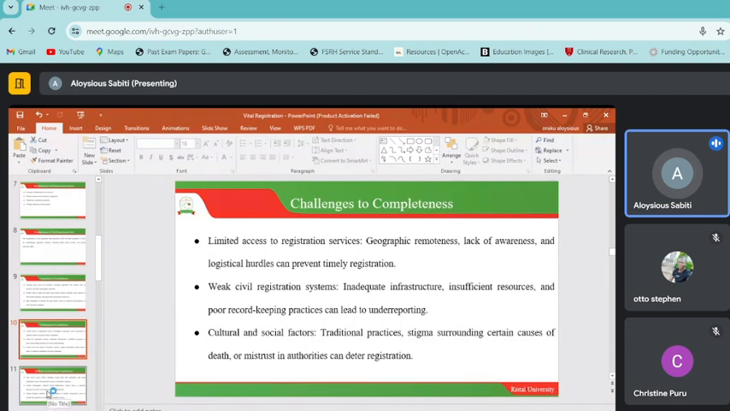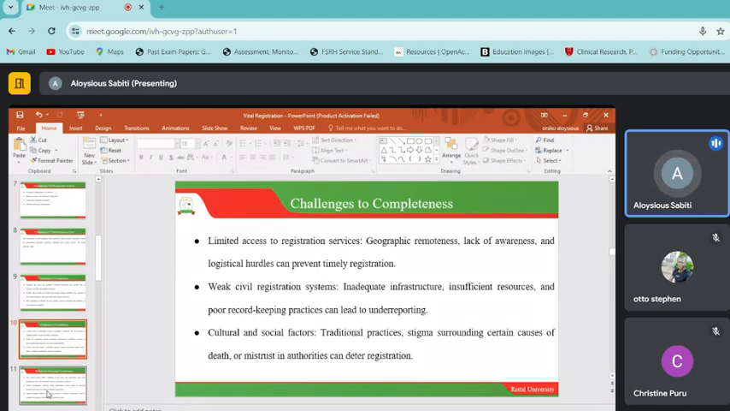So, what are some of the challenges to completeness? Similarly to challenges of vital registration, we have limited access to registration services, probably as a result of geographical remoteness, lack of awareness, but also logistical hurdles such as transport can prevent timely registration. But we also have weak civil registration systems where we have inadequate infrastructure, insufficient resources, and poor record keeping practices. Then we have cultural and social factors, stigma surrounding certain causes of death, or mistrust in authorities can deter registration.